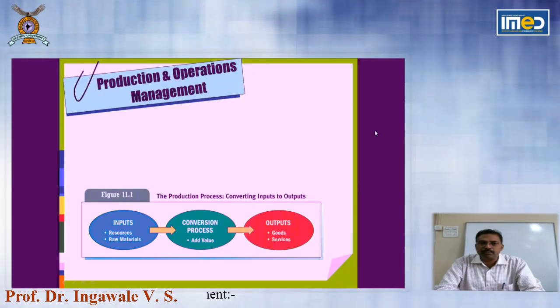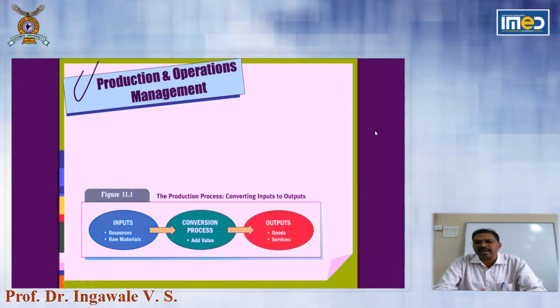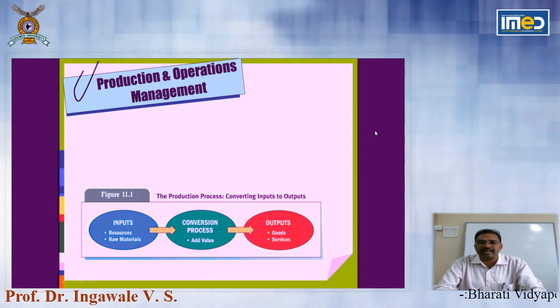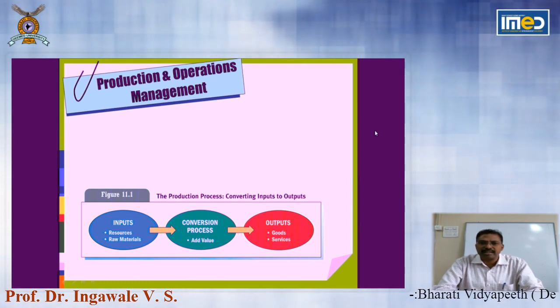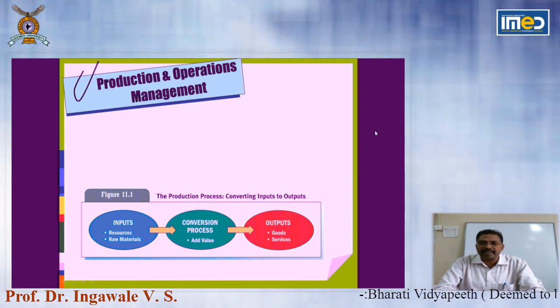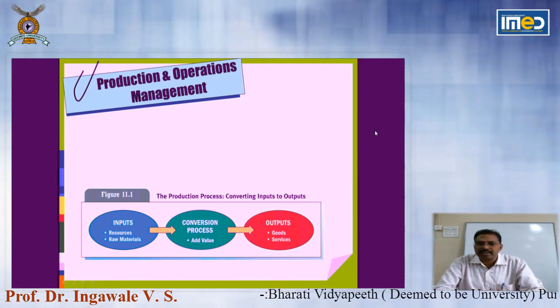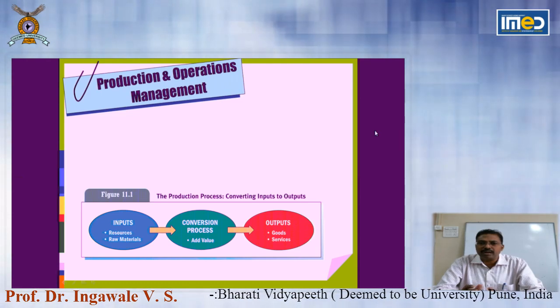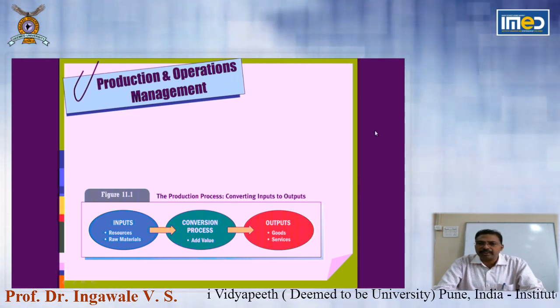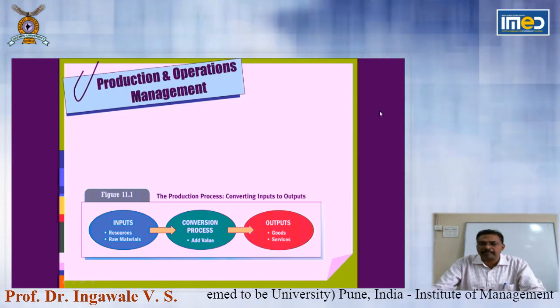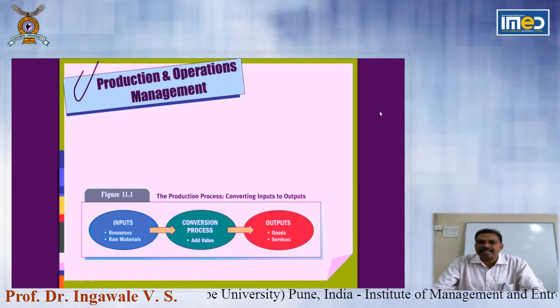There will be inputs like various resources, raw materials, etc. There are several M's, words which begin with M, like men, machines, materials, money, etc. These are the inputs for production, and there will be a conversion process, maybe a mechanical or chemical process, which will convert inputs into outputs. Outputs will be finished goods or services. This you may call the basic model for production.